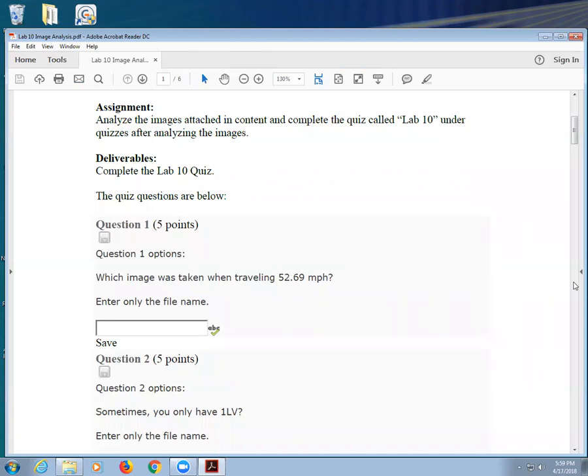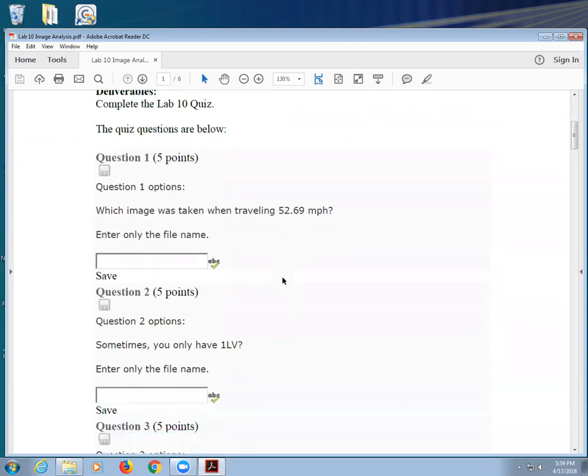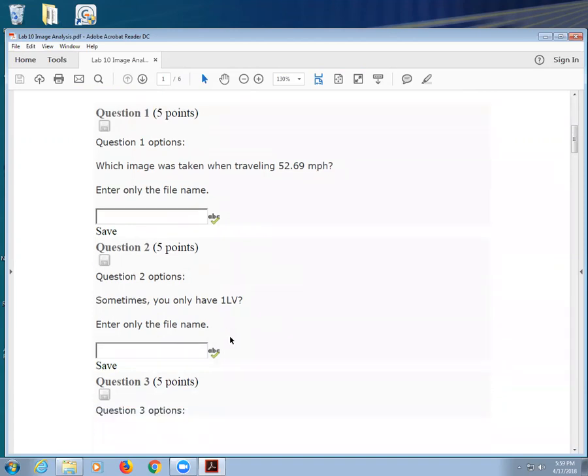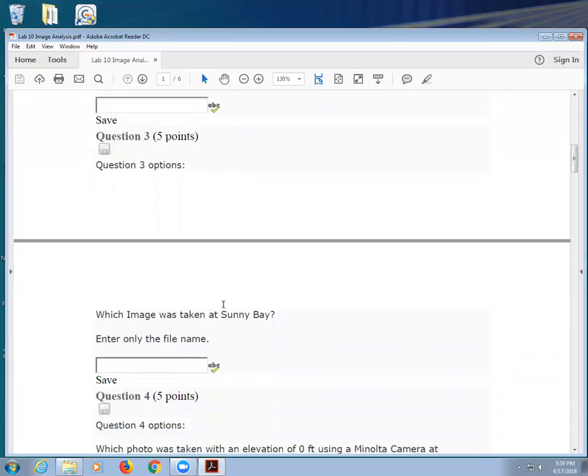So, which image was taken driving 52.69 miles per hour? I'm asking for a file name. That would include what? And any underscores present are on this one. So if it was File1 with a capital F, it would be File1 with a capital F, dot whatever. I think these are all JPG. Okay. Sometimes you have to figure out what that one is.